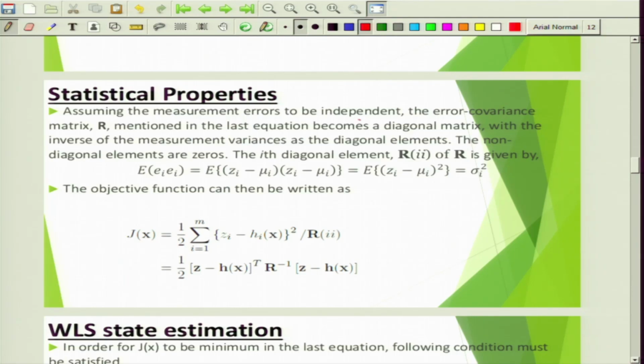Now assuming the measurement errors to be independent, the error covariance matrix R mentioned in the last equation becomes a diagonal matrix with the measurement variances as the diagonal elements. The non-diagonal elements are zeros. The ith diagonal element Rii is given by the expectation of Ei into Ei, because we are just looking at that specific measurement itself, that is the expectation of (Zi minus mu i) whole square, which is nothing but the variance, the square of the standard deviation.